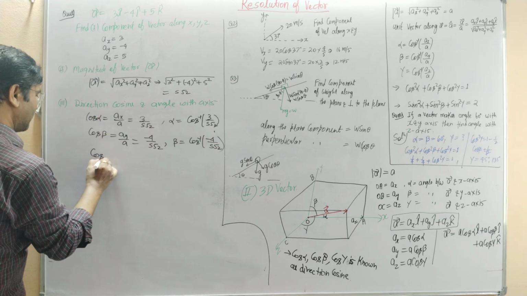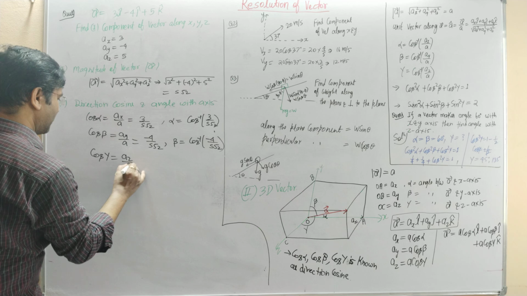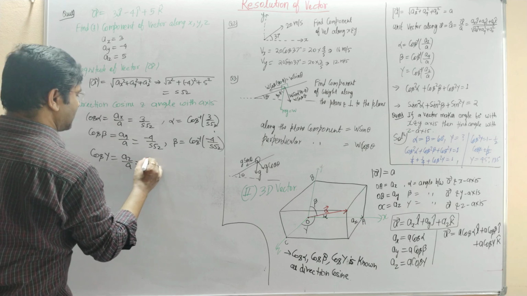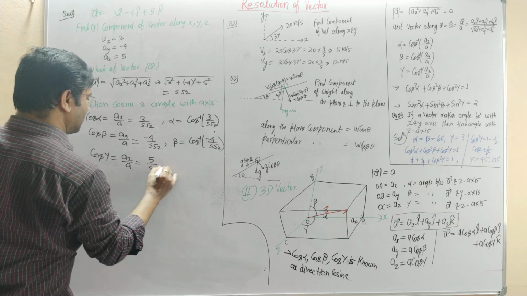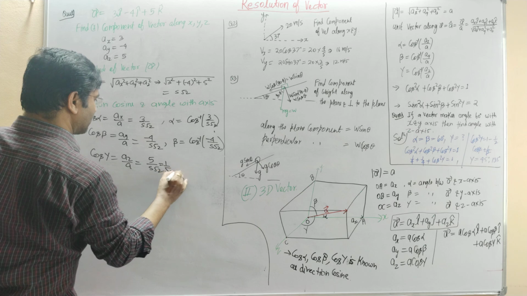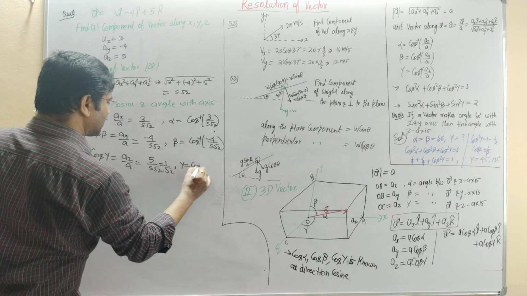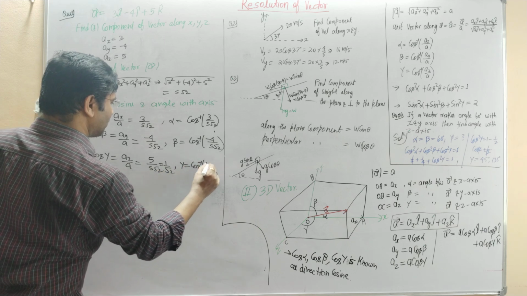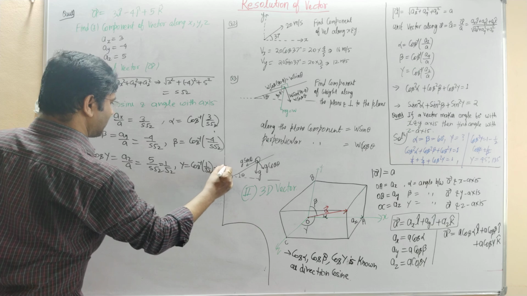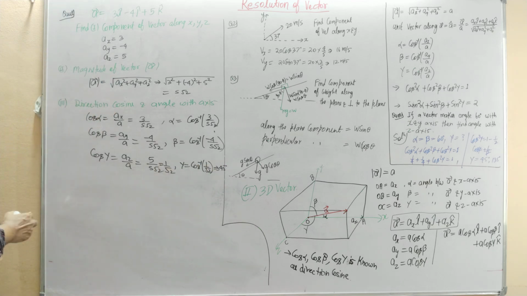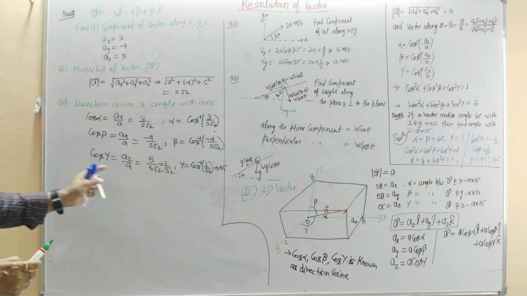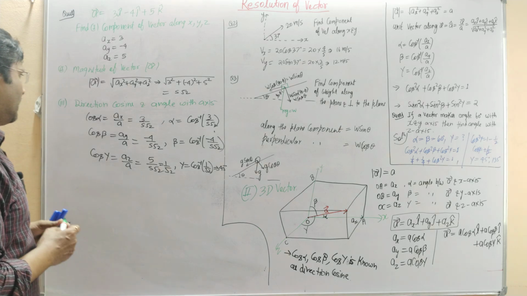What is cos gamma? Cos gamma is az upon a. How much is az? 5 upon 5 root 2. So this is 1 upon root 2. So what is gamma? Cos inverse 1 upon root 2. So this angle is 45. This one we can find out. Okay. So we can find out direction cosine as well as angle with axis.